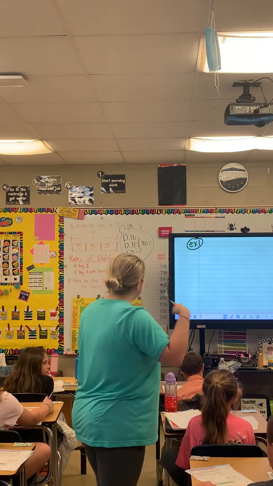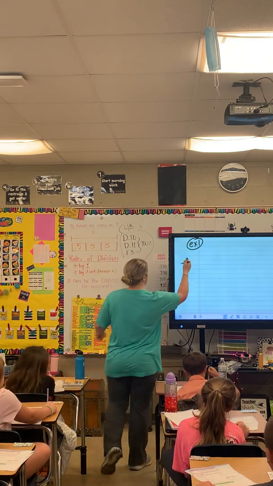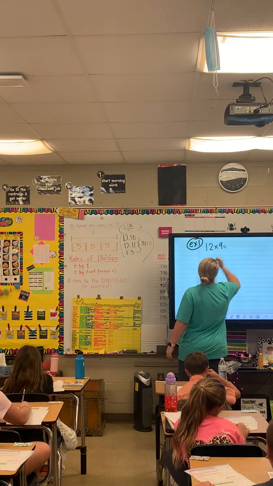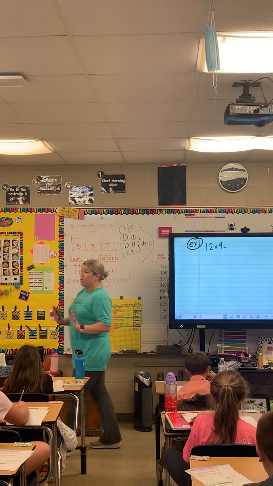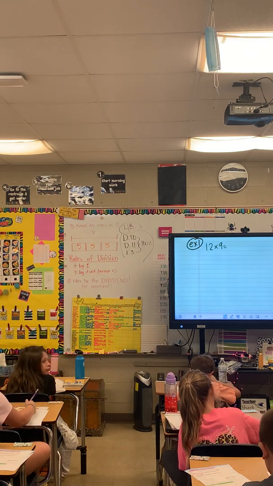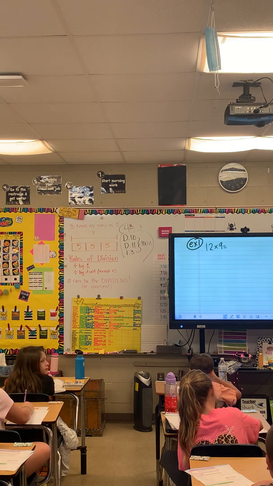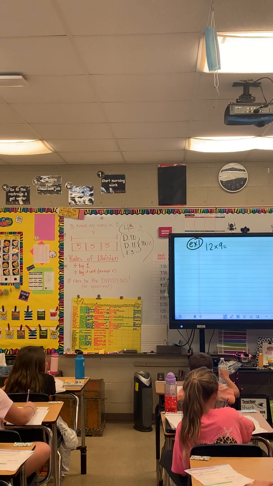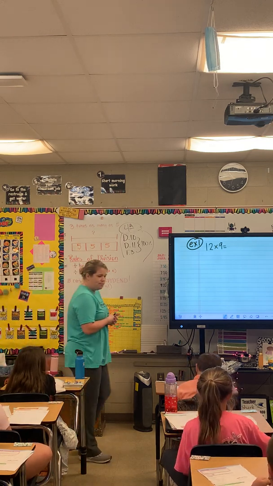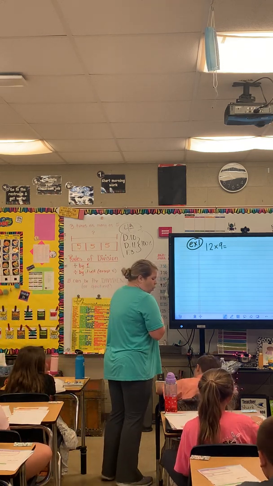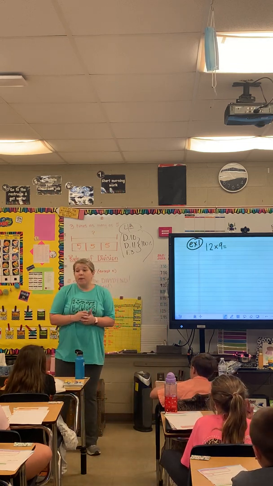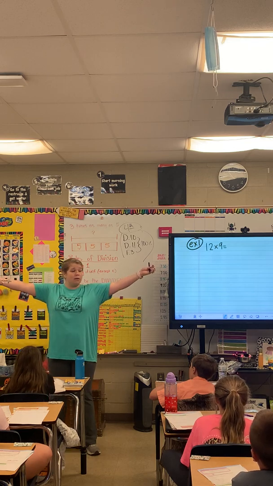12 times 9. So that's how I'm going to start in my distributive property. You're going to write 12 times 9 equals, and we're going to stop. We're not writing the answer because we're about to show the distributive property. What property? Distributive. All right, so look back at your area model. My first step was I did what? Decompose. When I decompose, they have to be in separate groups.